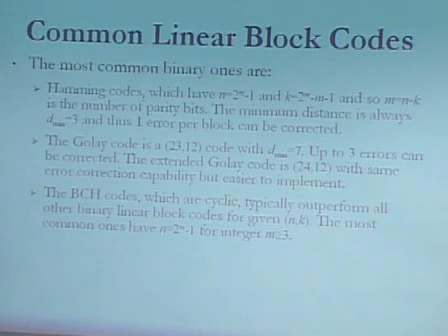The Golay code is a 23,12 code with a minimum distance of 7, so it can correct up to 3 errors. It's a pretty common code. And there's an extended version. The extended Golay code is 24,12, which doesn't work any better, but it's easier to build because 24 happens to be 12 times 2. And it takes a little more redundancy for the same error correction.